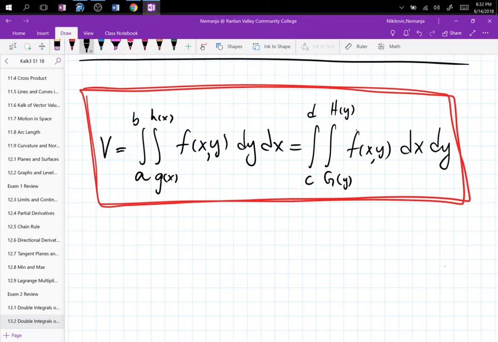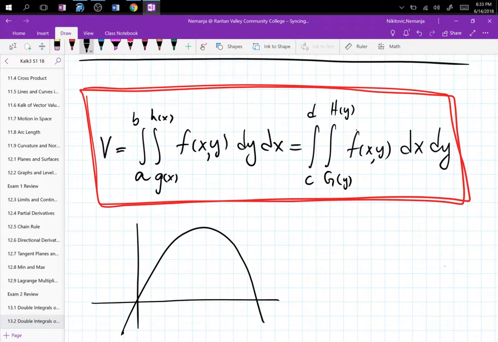Now I would like to draw this so we can see what's happening. So I'm going to place two functions in here. They intersect at A and B, right, these two points. And we are going to call the top function h of x, and the bottom function g of x.